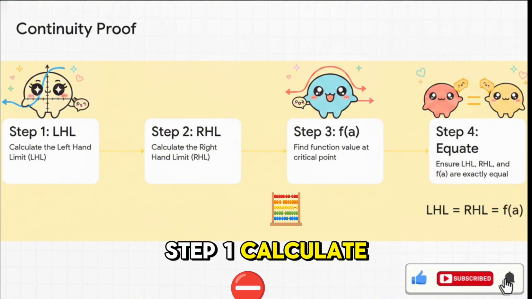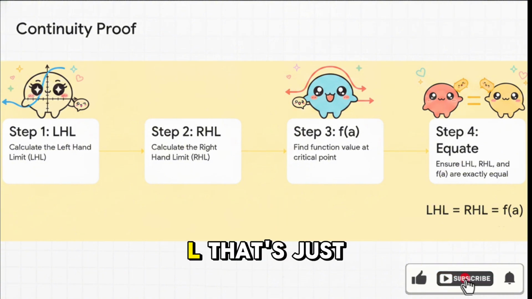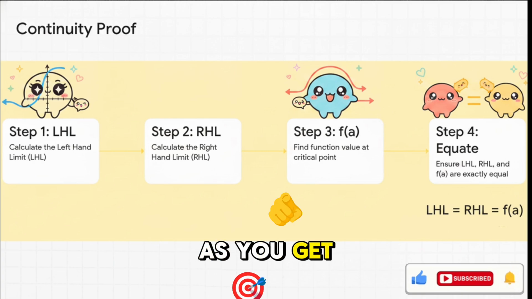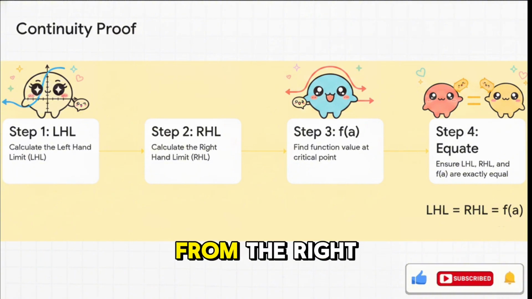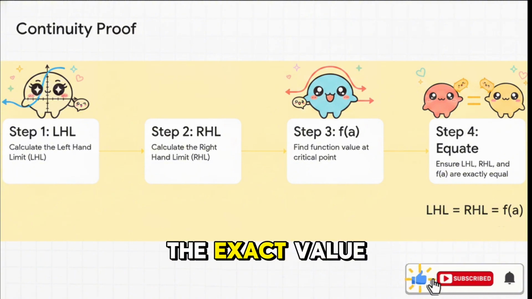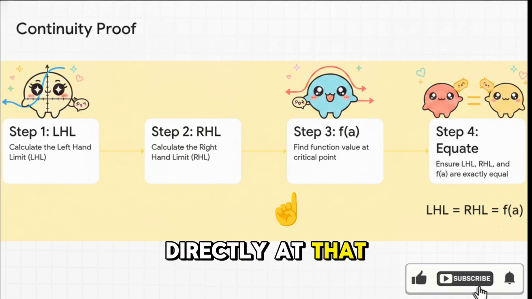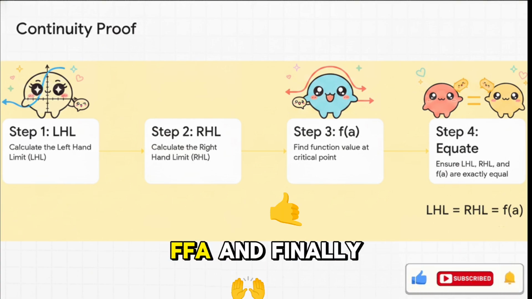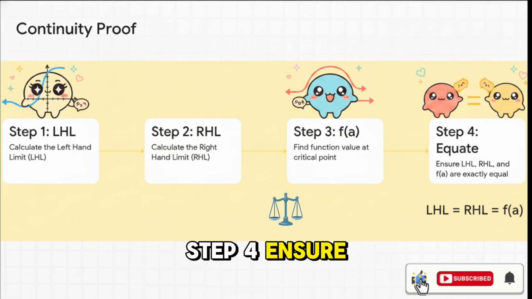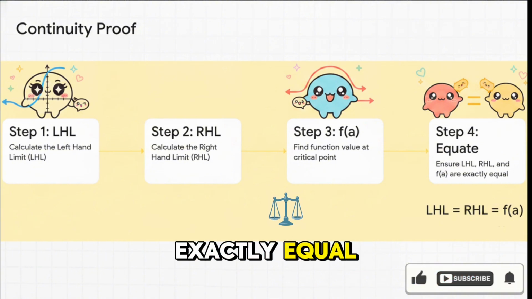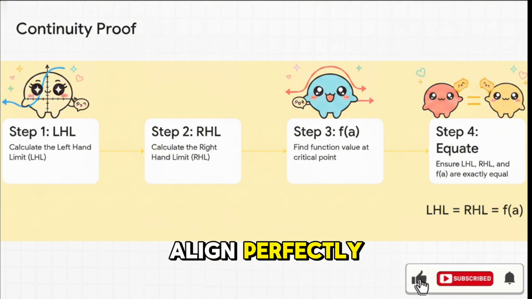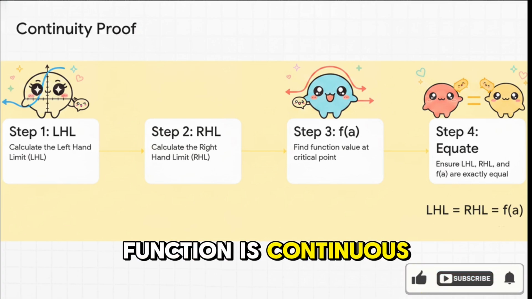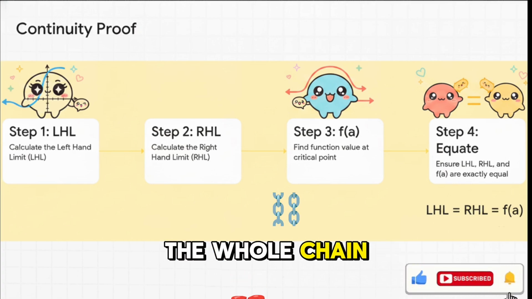Step 1, calculate the left-hand limit, or LHL. That's just what the function approaches as you get infinitely close to the point from the left side. Step 2, calculate the right-hand limit, the RHL, so what it approaches from the right side. Step 3, find the exact value of the function directly at that specific critical point, which we call f(a). And finally, Step 4, ensure all 3 of these values are exactly equal. LHL equals RHL equals f(a). If all 3 align perfectly, you're golden. The function is continuous. But if even one is off, the whole chain breaks.